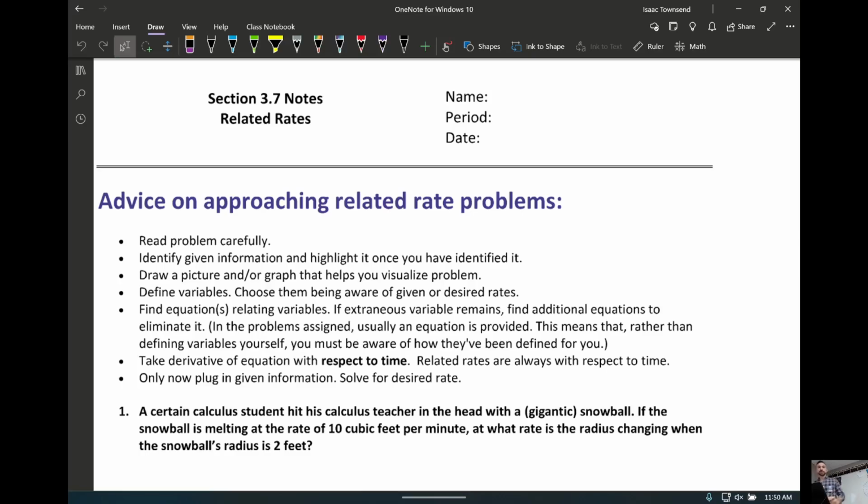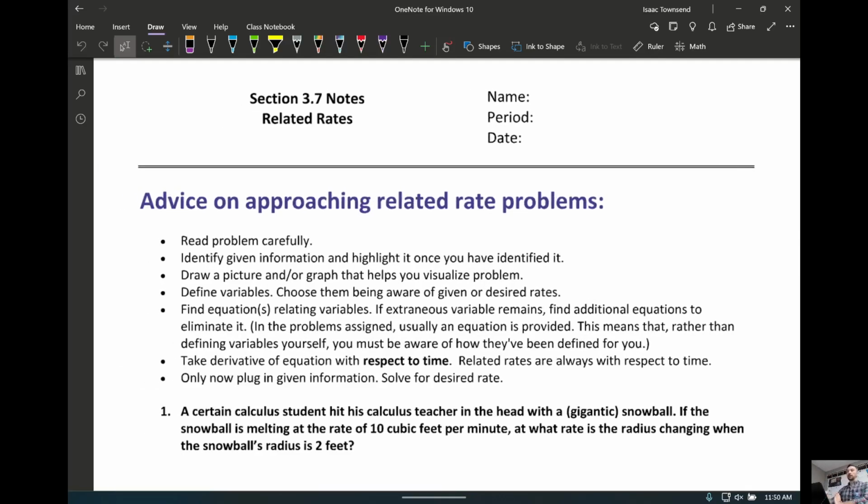So at the top of this page, I have some tips written out. Going to make sure we read the question carefully, make sure we know what information is given to us and use it. Oftentimes drawing a picture will help us figure out what's going on. Define the variables. So if they tell you how big a radius is, say r equals this, stuff like that. We're going to have to think of an equation that pulls all of the variables together.